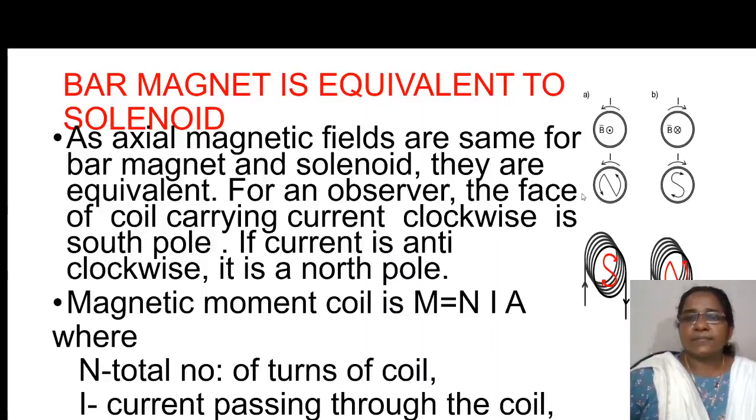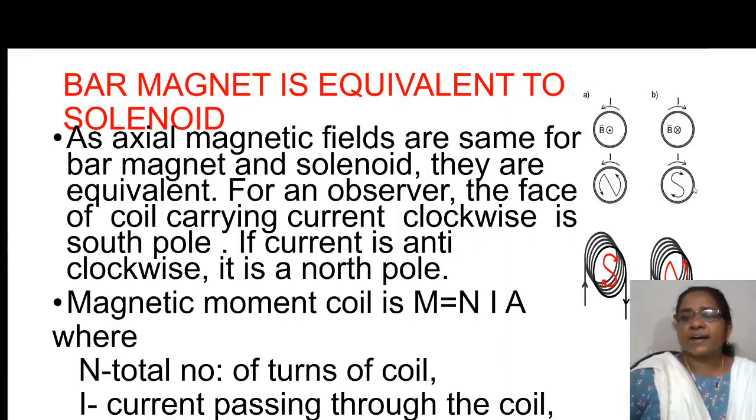Now, look at this coil. Here, current is flowing in the anti-clockwise direction. So, the magnetic field produced in this coil and this face of the coil will be presenting a north pole for an observer. If you are looking from here, you can see a north pole here. If you are placing a magnetic north pole here, it will be repelling this coil. And that is denoted by the magnetic field here as a dot. That is, magnetic field lines are coming towards you. Magnetic field lines emerge from the north pole. That is why it is denoted by a dot here.